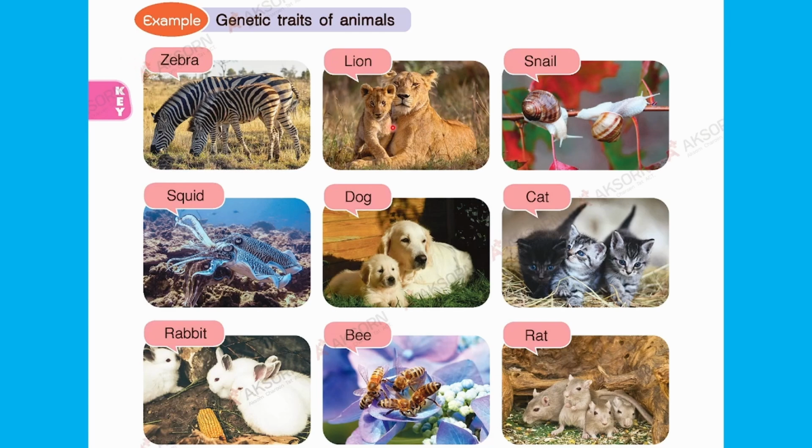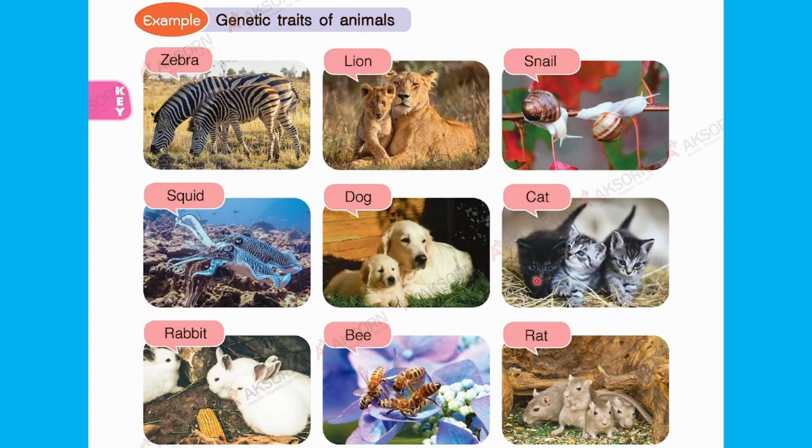So if we look at these pictures, we can see that they are all very similar. They're not exactly the same, but they are similar to the parents. This lion cub, you can see that it's a lion, the same as the mother. The same with the snails. They both have the white body and the brown shells.